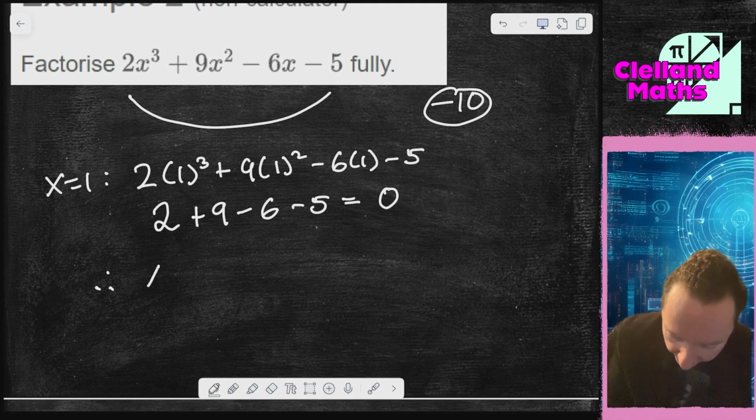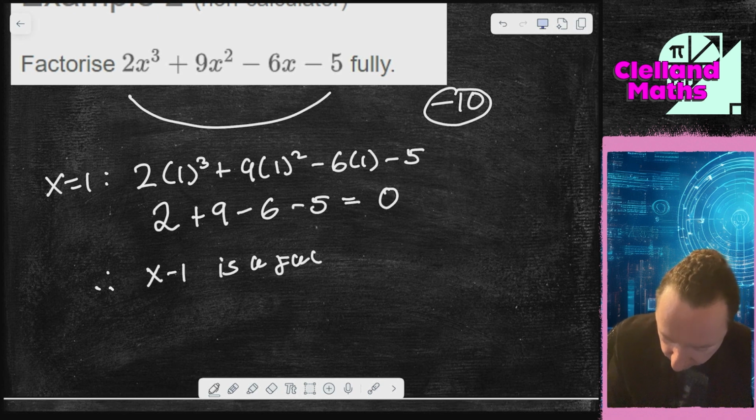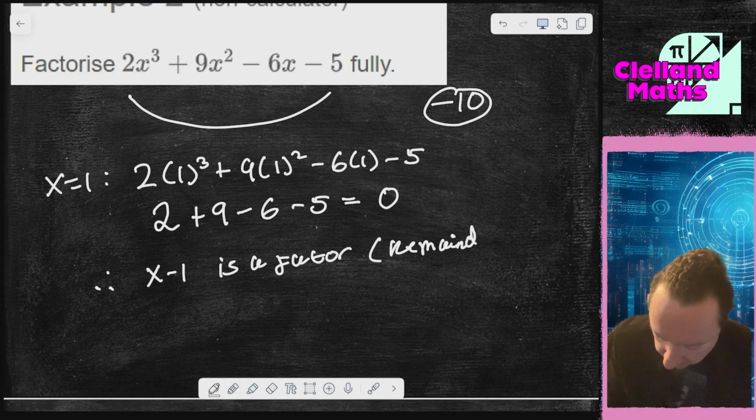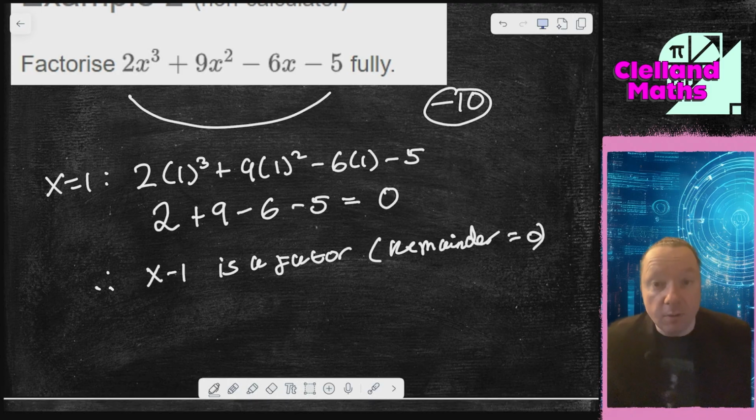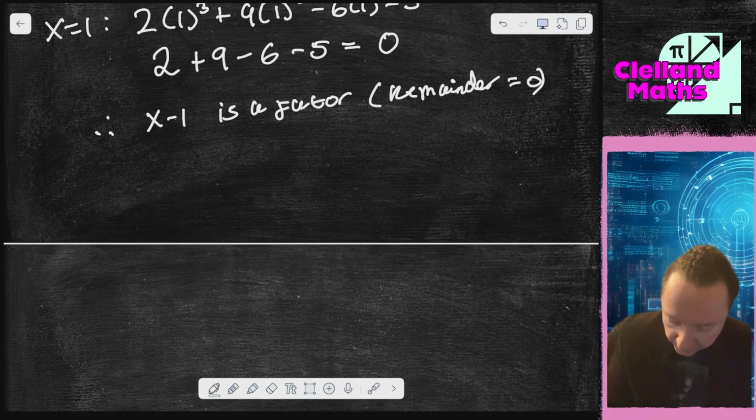Therefore, x minus 1 is a factor because the remainder equals 0. I can say that there, or I can say it after I do my synthetic division. But now I need to actually do my synthetic division. So x minus 1 is a factor.